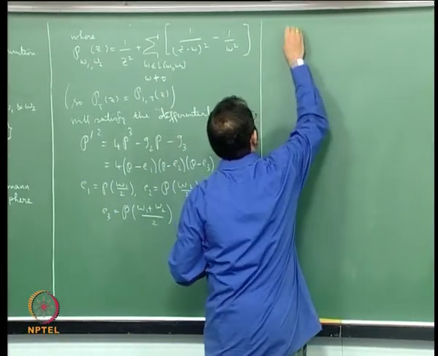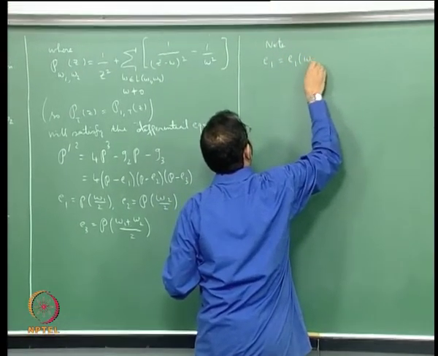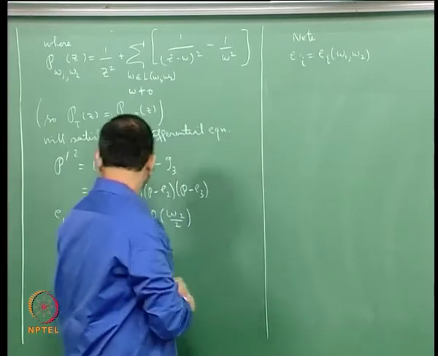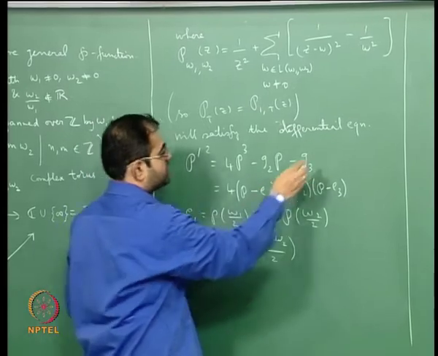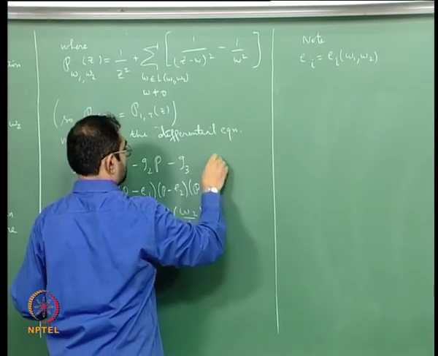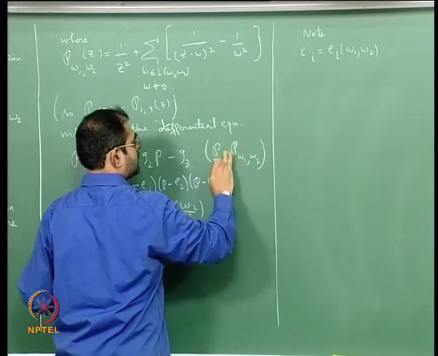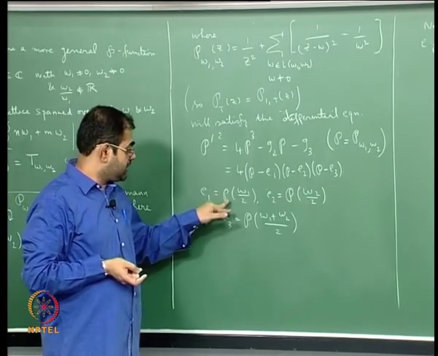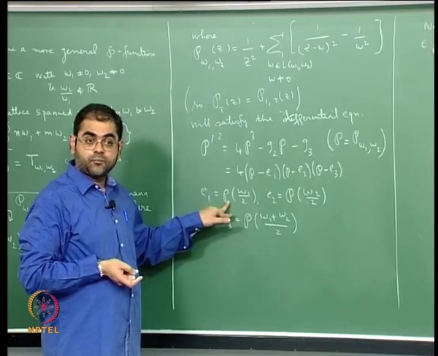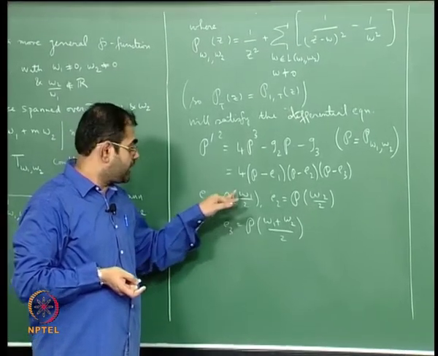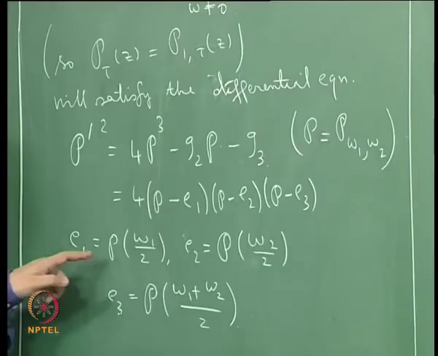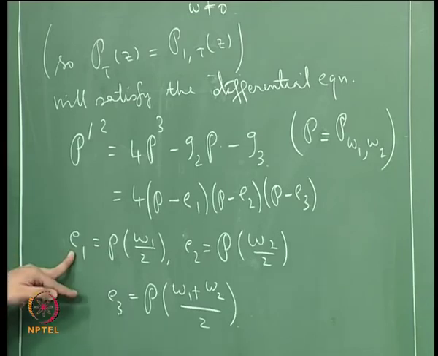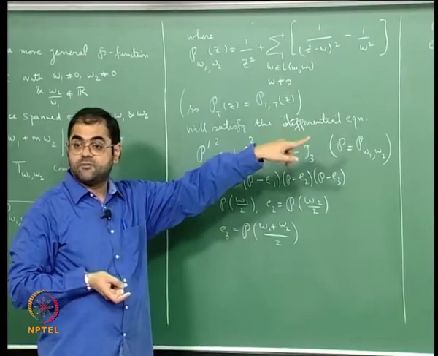So let me write that down. Note that each of the ei is a function of ω1 and ω2. From here onwards ℘ is actually ℘ sub ω1, ω2. See, the ℘ depends on ω1 and ω2. So e1 is this ℘ of ω1, ω2 evaluated at ω1 by 2. So what you must understand is, though I write e1 is ℘ of ω1 by 2, you should not misinterpret it to think that e1 depends only on ω1; e1 also depends on ω2, similarly e2, e3. So all the ei are functions of both ω1 and ω2.